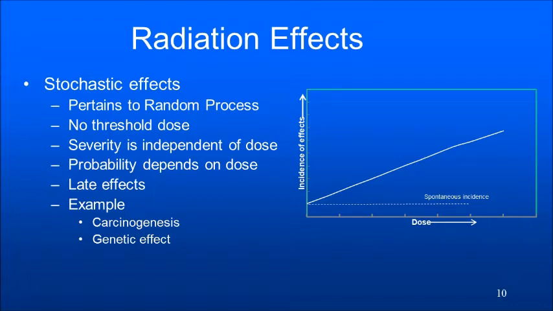Severity is independent of dose. So how severe it is does not depend on dose. Even a small dose can have a stochastic effect, which could be serious. And the probability depends on the dose, not the severity. If the dose is increased, the chances of a stochastic effect happening increase. And these are mostly late effects. The best examples are carcinogenesis and genetic effect.